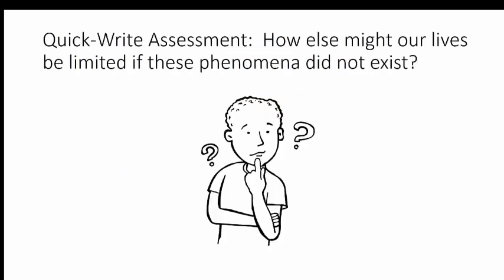After debriefing with students, allow them to reflect on the following prompt. How else might our lives be limited if these phenomena did not exist? Student responses should include discussion examples of cultural and intellectual integration, international phenomena, and causes and effects of cultural and intellectual globalization. Students should be able to develop a sound argument.